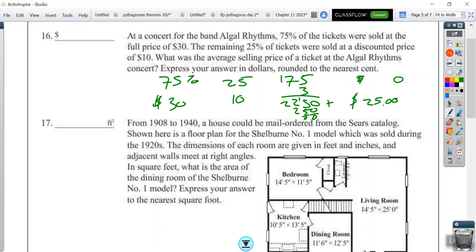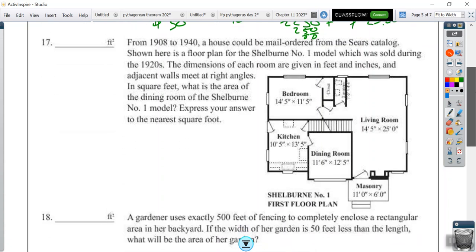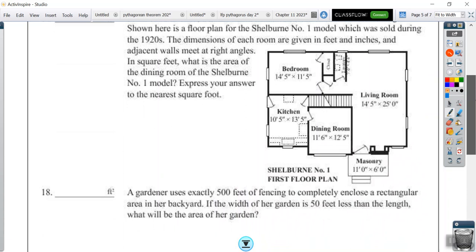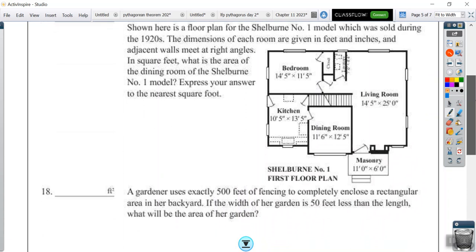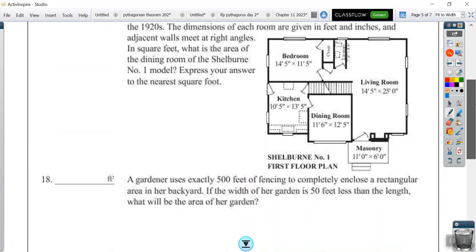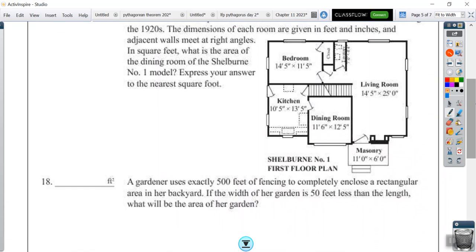All right, taking a look at number 17. So we have this nice explanation about a model home that you could buy from a catalog. Everyone loves that. The dimensions are shown, great. Everything's a right angle. So in square feet, what is the area of the dining room of the Shelburne Model 1 home? Express your answer to the nearest foot.